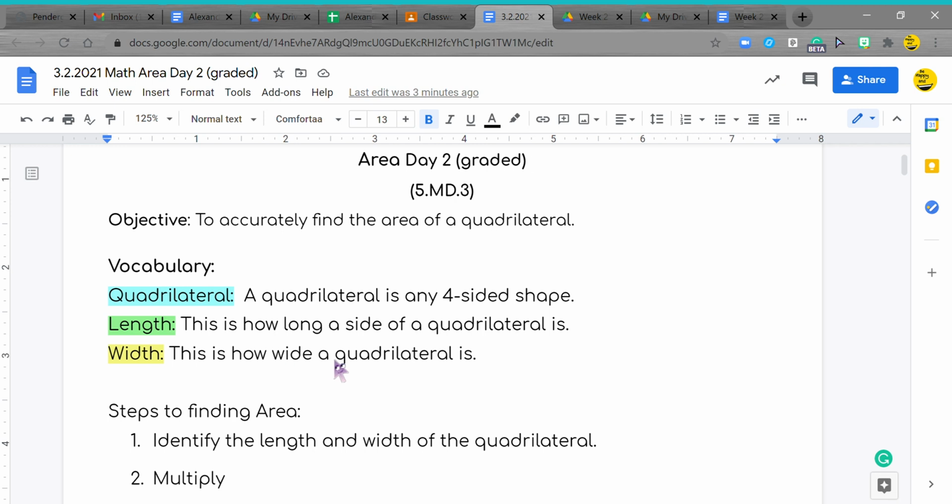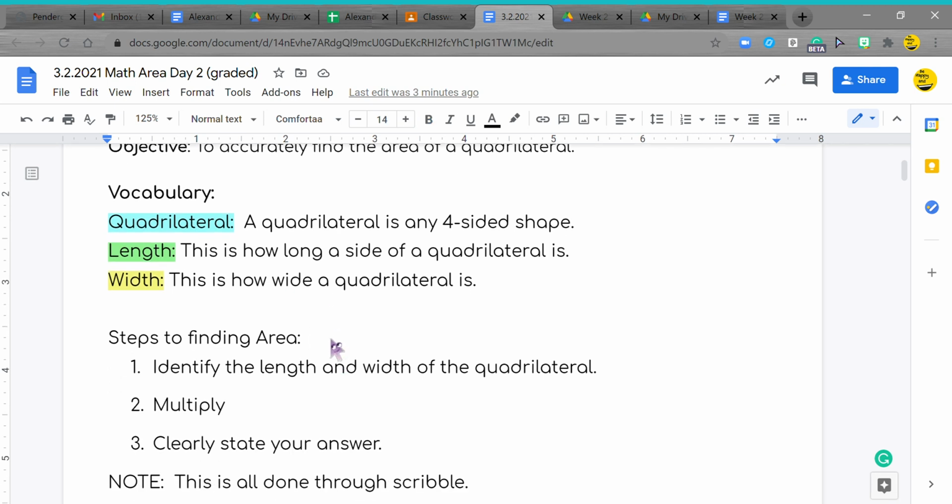Steps for finding area. Now this is what you guys have got to remember. There's actually a formula for area, and it's called A equals length times width. So we need to identify the length and the width of the quadrilateral, and then we multiply. That is all we do, and then we clearly state it.